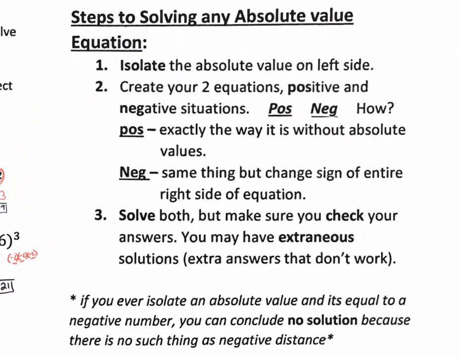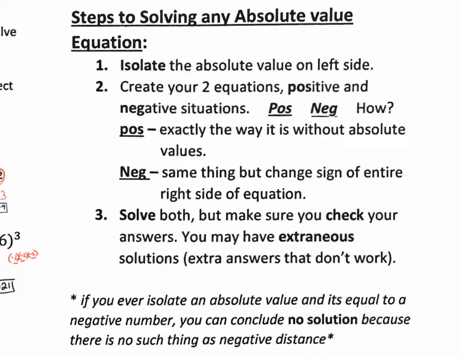So here are the steps to solving any absolute value equation. Step 1 is to isolate. What does isolate mean? Leave it alone. Get it by itself, leave it alone, right? Get it by itself on one side of the equal sign, and in this case, on the left side. Step 1, isolate the absolute value on the left side.